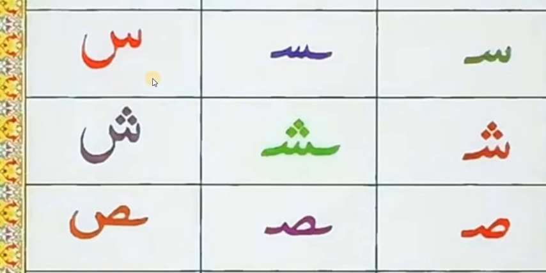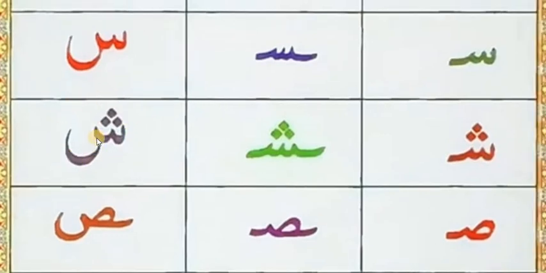Our next letter is Sin. When we cut the lower part of this letter, the remaining part will be the short form of Sin. Next letter is Sheen. Sheen has the same rule like Sin. It is the short form of Sheen.